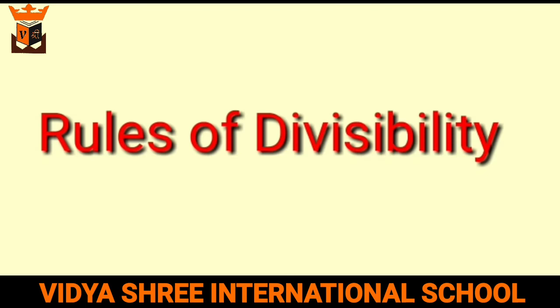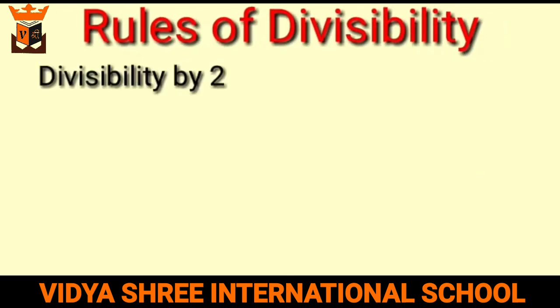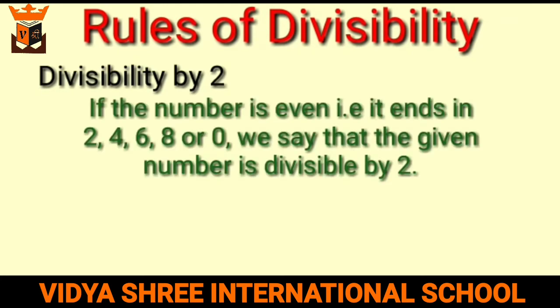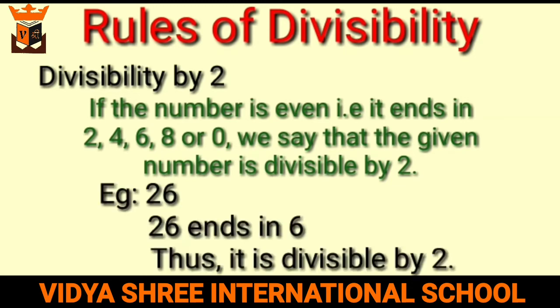The rules of divisibility. First rule is divisibility by 2. If the number is even, that is, it ends in 2, 4, 6, 8 or 0, we say that the given number is divisible by 2. For example, 26. The number 26 ends in 6, thus it is divisible by 2.